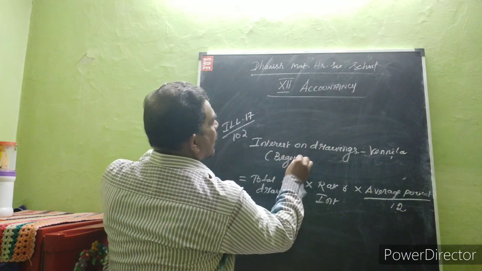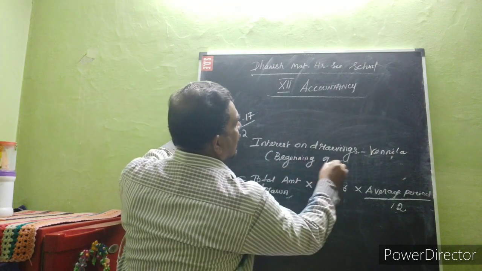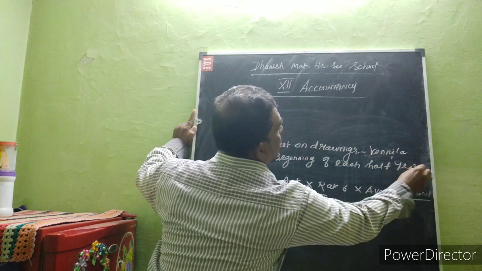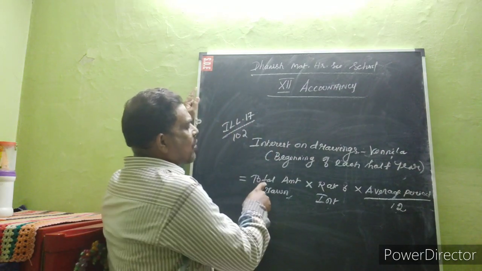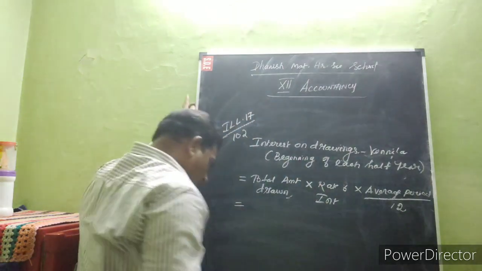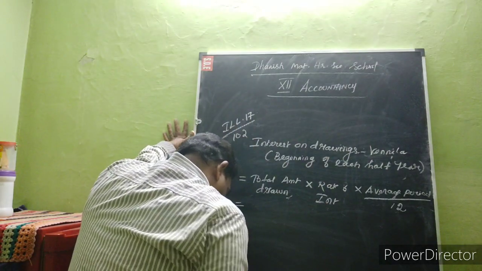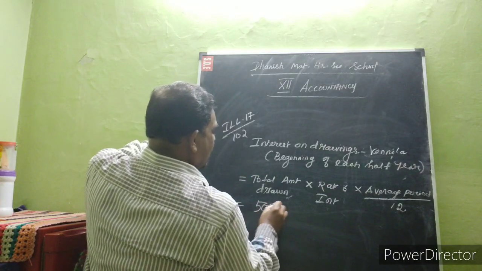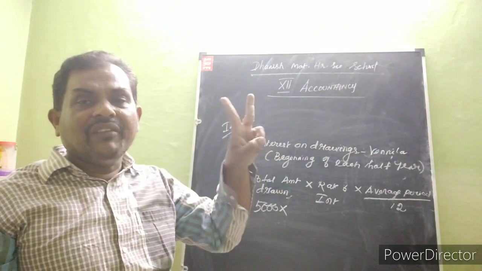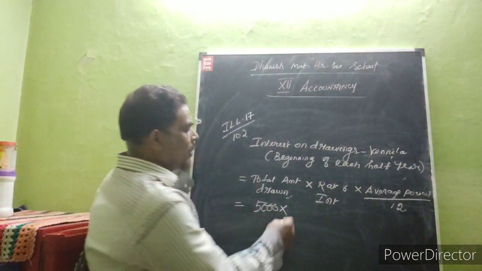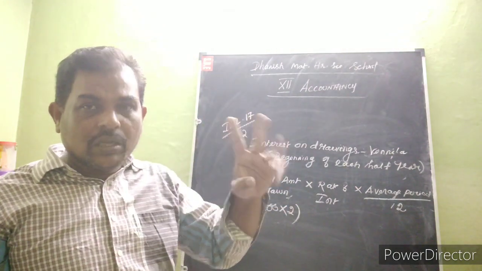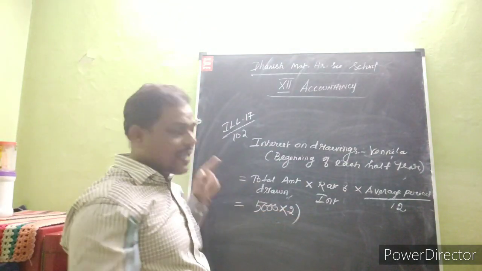Beginning of each half year. Okay. The formula is: total amount drawn, rate of interest, into average period divided by 12. Total amount drawn: how much is she taking? She is taking 5,000 rupees. So 5,000 into, listen here, each half year. It means every year has 2 half years. So you have to multiply it with 2. Monthly means 12, quarterly means 4, half yearly means you have to multiply with 2.